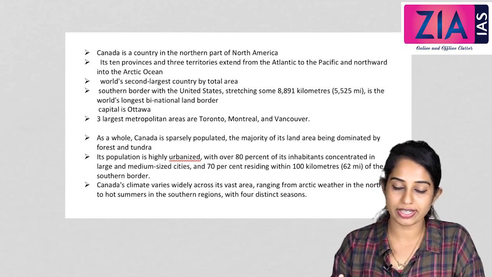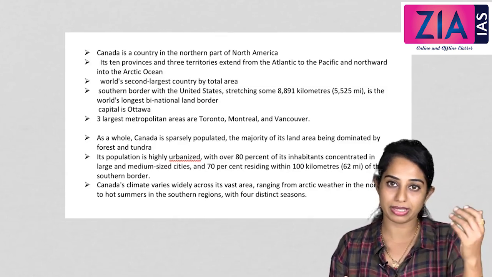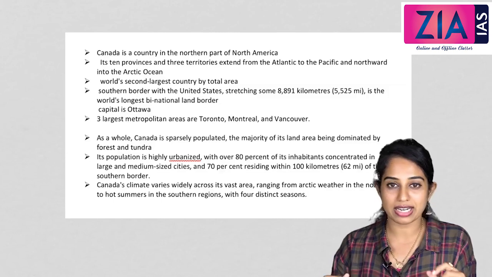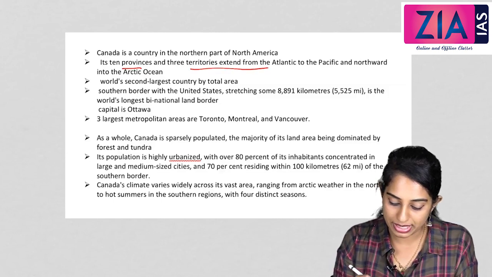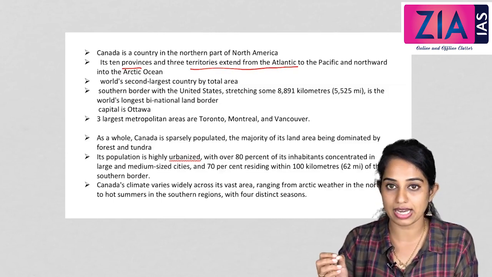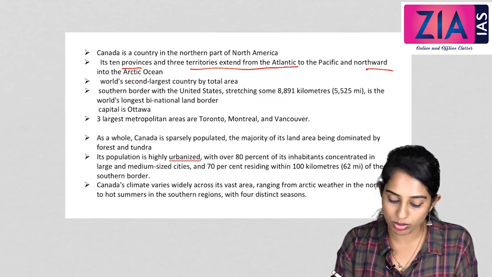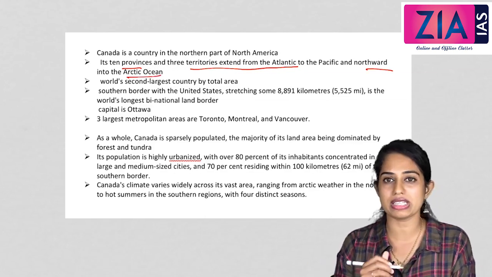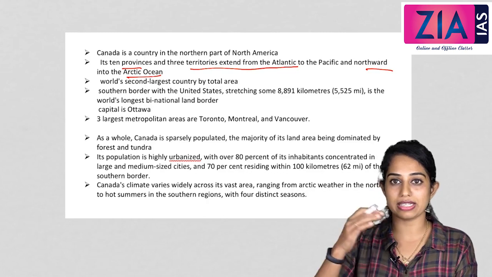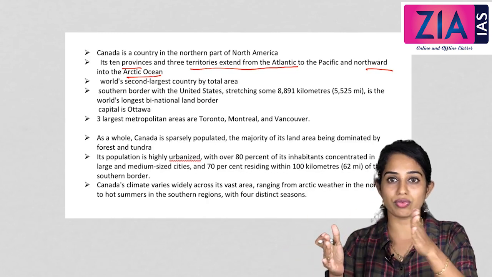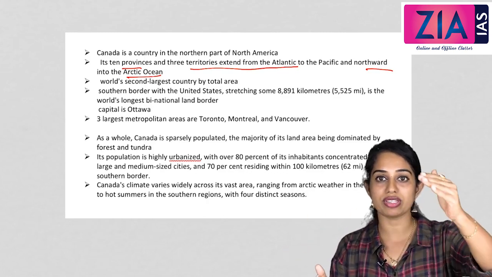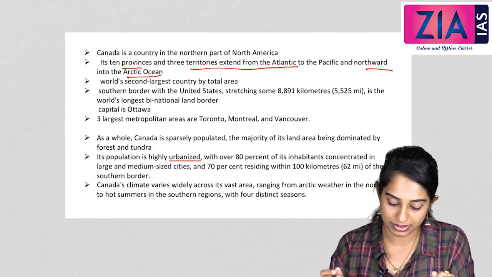Okay, Canada is a country in the northern part of the North America. We know it consists of 10 different provinces and 3 territories extended from Atlantic to the Pacific and northward into the Arctic Ocean. What does that mean? It starts from the Atlantic in the east, stretches towards the Pacific in the west, and almost ends to the Arctic in the northern part, the land area.